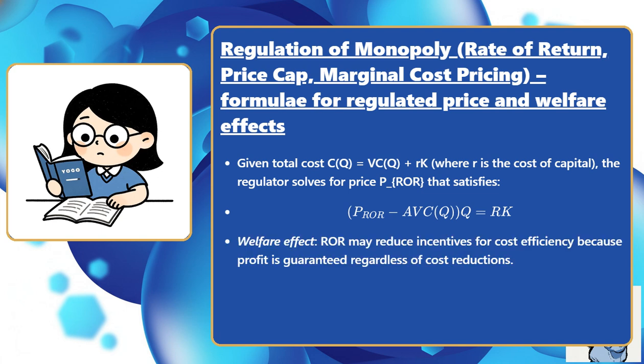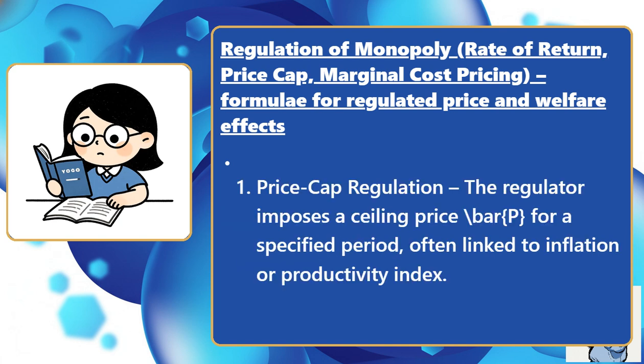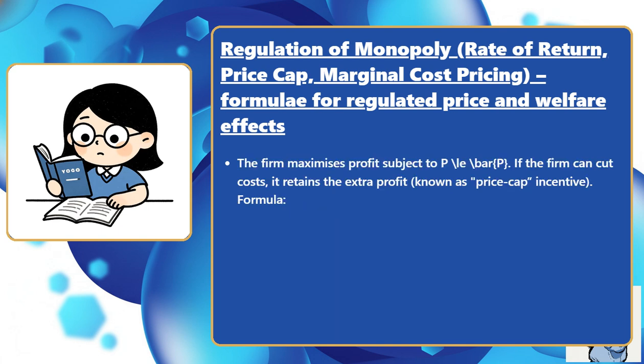Welfare effect: ROR may reduce incentives for cost efficiency because profit is guaranteed regardless of cost reductions. 2. Price cap regulation. The regulator imposes a ceiling price P-bar for a specified period, often linked to inflation or a productivity index. The firm maximizes profit subject to P less than or equal to P-bar. If the firm can cut costs, it retains the extra profit, known as the price cap incentive.